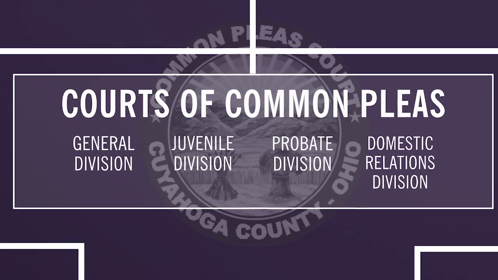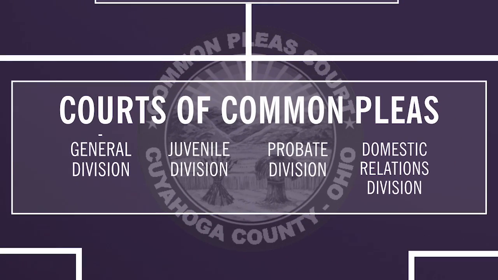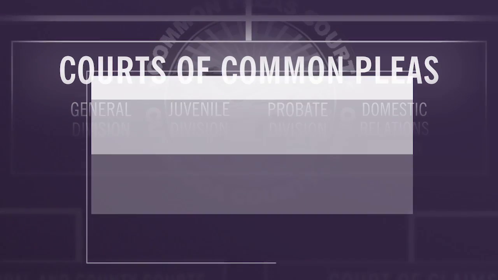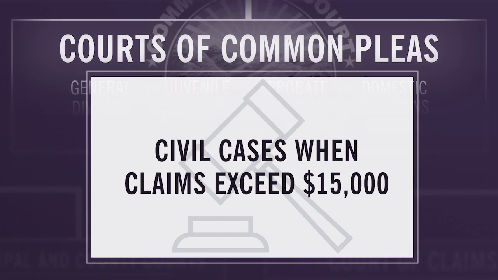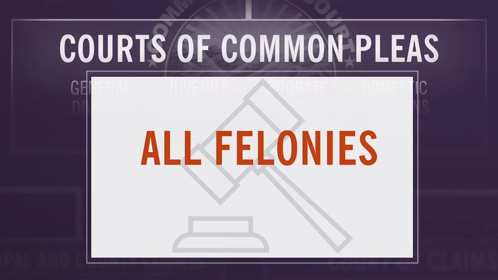Ohio's common pleas courts can have 4 divisions: general, juvenile, probate, and domestic relations, and hear both civil and criminal cases. Civil cases in which claims exceed $15,000 are filed in the common pleas courts. All felonies are heard in the common pleas courts.